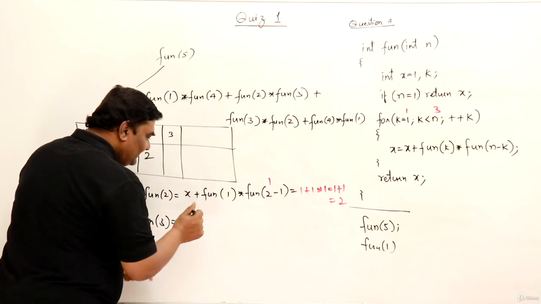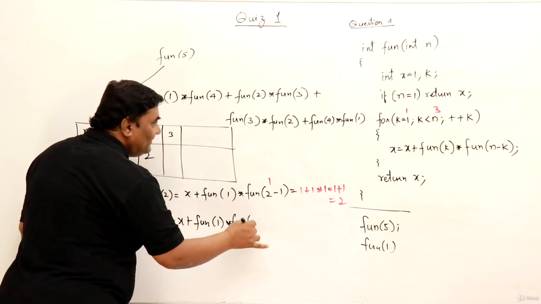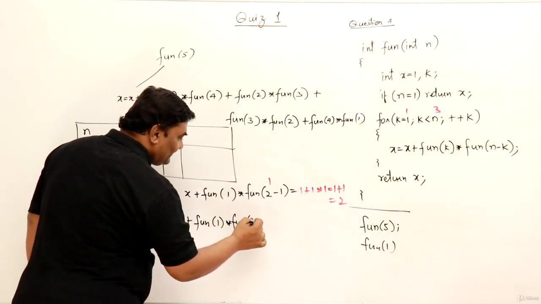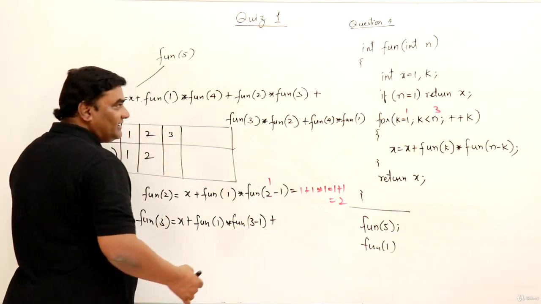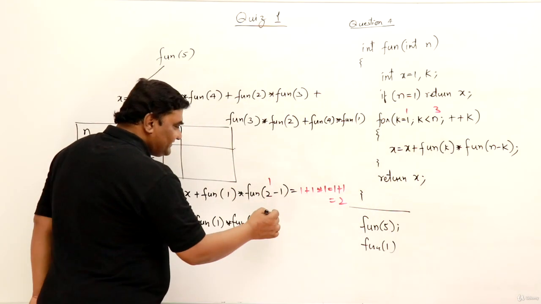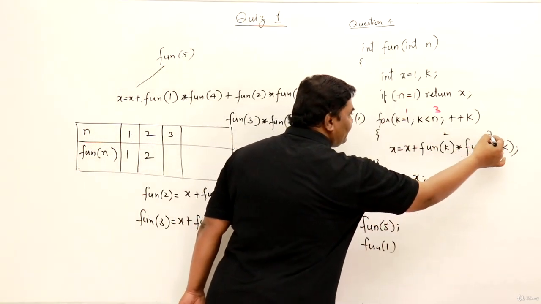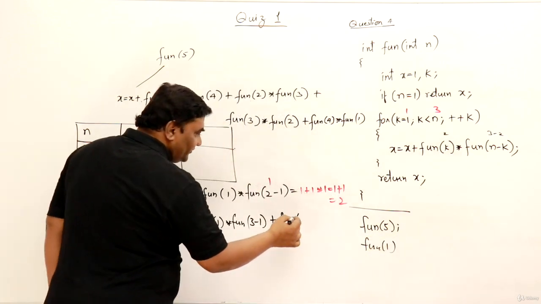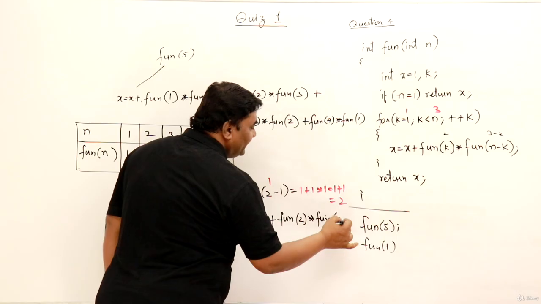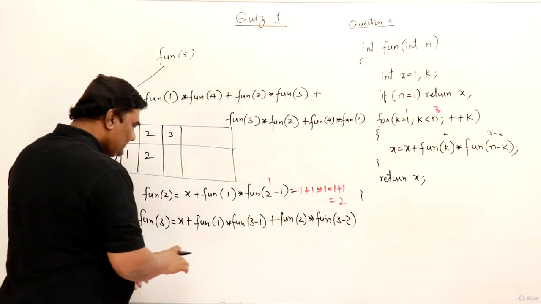So x plus fun of k, which is 1, into fun of n minus k. What is n? 3, right? So 3 minus 1. Plus, one more time it will repeat, and it will be accumulated in this one only. This time, fun of k is 2, so this is 3 minus 2. So fun of 2 into fun of 3 minus 2. Now let us solve it.